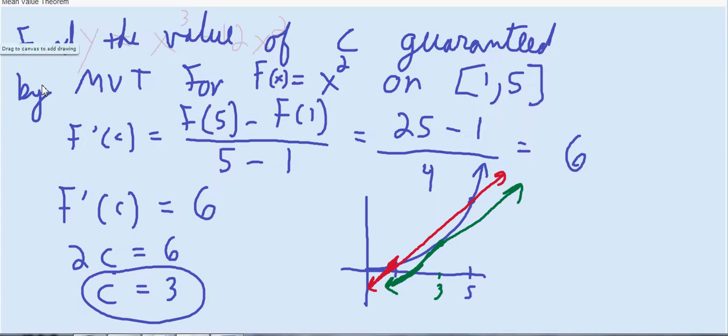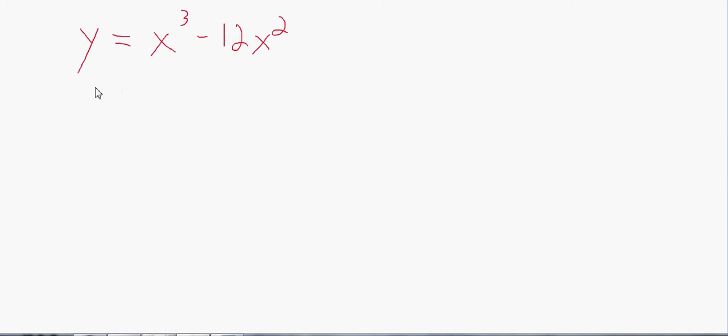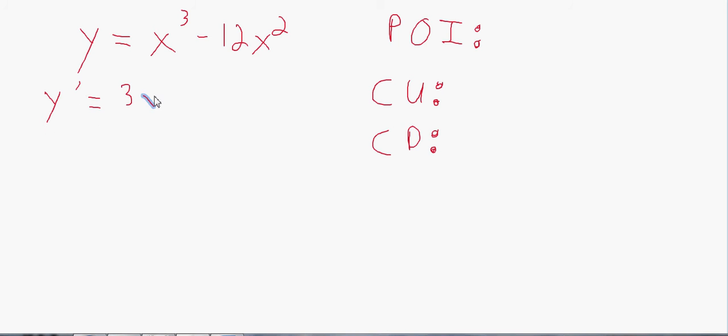Okay, so the question is going to be, here's the function. Find all points of inflection. So we want all the points of inflection, POI. They are points. We want to know where is the function concave up. I just write CU for that because I'm lazy. And we want to know where is that function concave down. Well, these three things are all determined by the second derivative. So we got to do a little bit of calculus here. First we find the first derivative. Well, that's easy. 3x squared minus 24x. Now we need the second derivative.